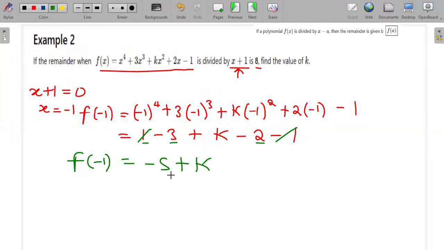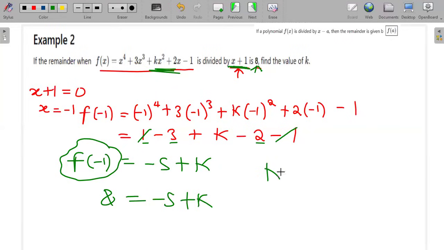So now, you remember we were told that when this divides this, the remainder is what? 8. So it means f of minus 1 is equal to 8, because the remainder is 8. Okay, so f of minus 1, which is 8, is equal to minus 5 plus k. So this means k will just be equal to 8, and then this minus 5 comes to the other side, so that would be plus 5, and this will just be equal to what? To 13. So the value of k there is 13, and we found it using the remainder theorem.